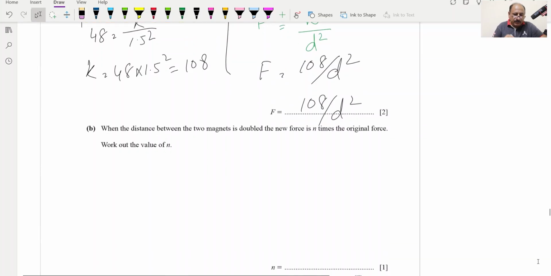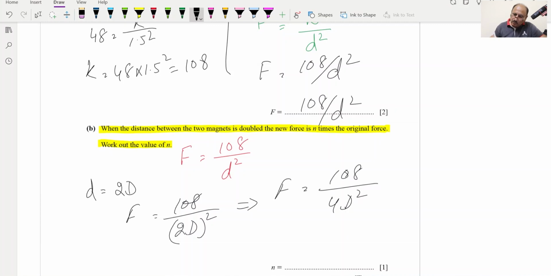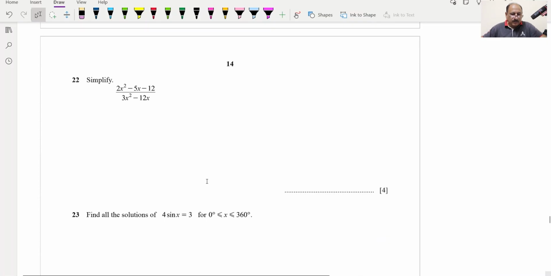Now the second part, which is part B, they are saying when the distance between the two magnets is doubled, the new force is N times the original force. So work out the value of N. Our equation is F is equal to 108 over d squared. Now if we take d as 2d and replace it in this equation, F will be equal to 108 over (2d) whole squared, and this implies F will be equal to 108 over 4d squared. So it will be 1 over 4 times. So the n value is 1 over 4. Hopefully you understood this.